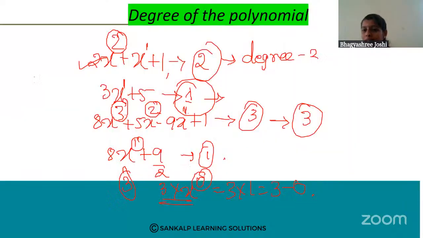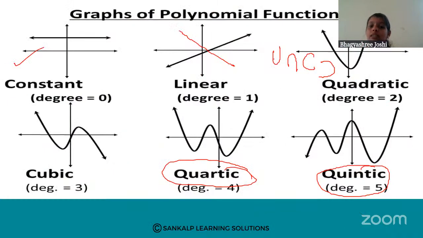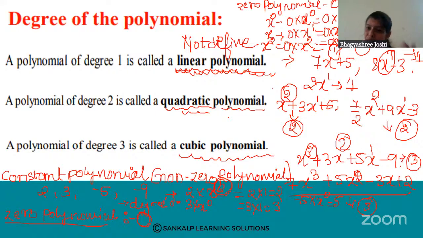Okay, on the degree of the polynomial. Degree means the highest power of the variable. We call it a degree. On the basis of the degree, polynomials can be divided into linear polynomial, quadratic polynomial. If the degree is 1, then it is a linear polynomial. If the degree is 2, then it is a quadratic polynomial. If the degree is 3, then it is a cubic polynomial, right?